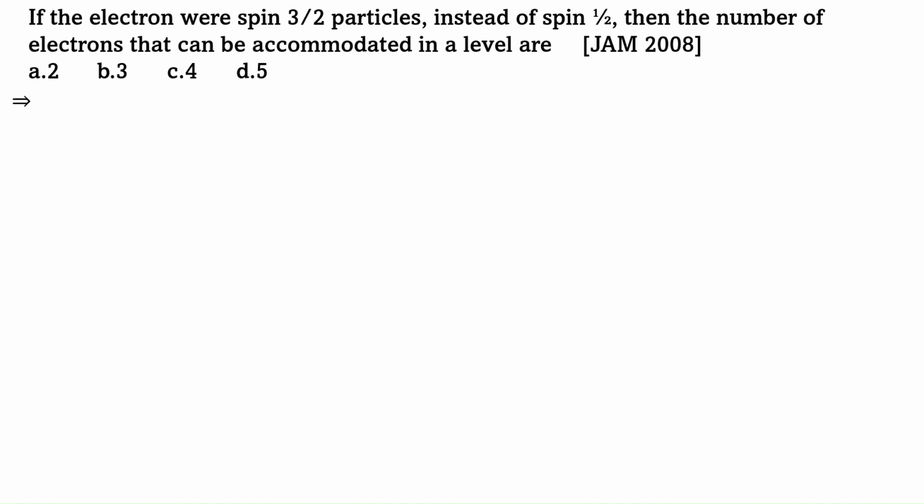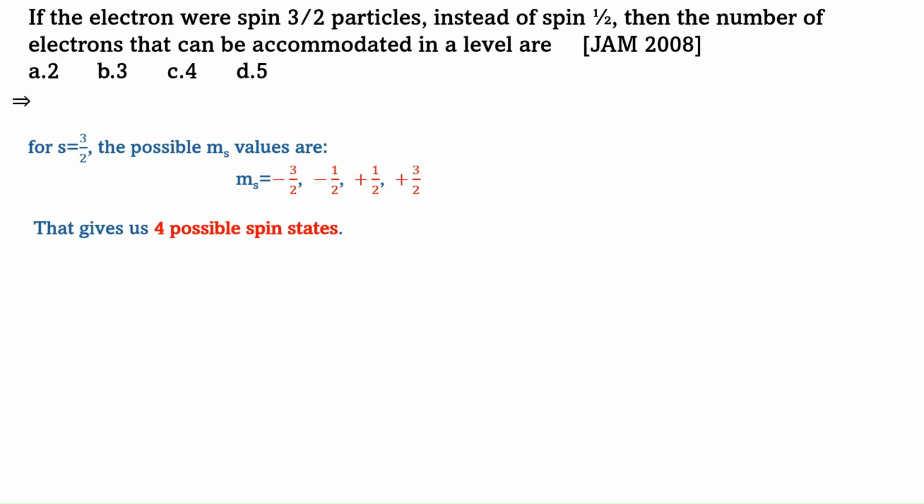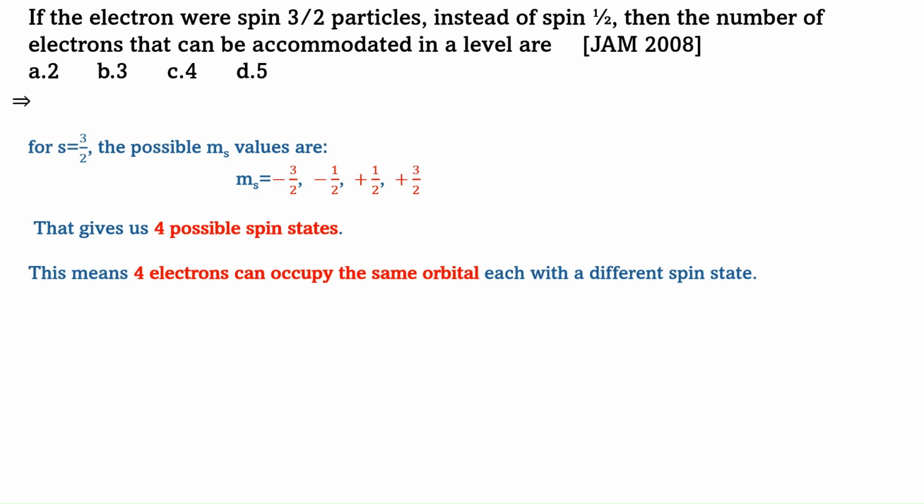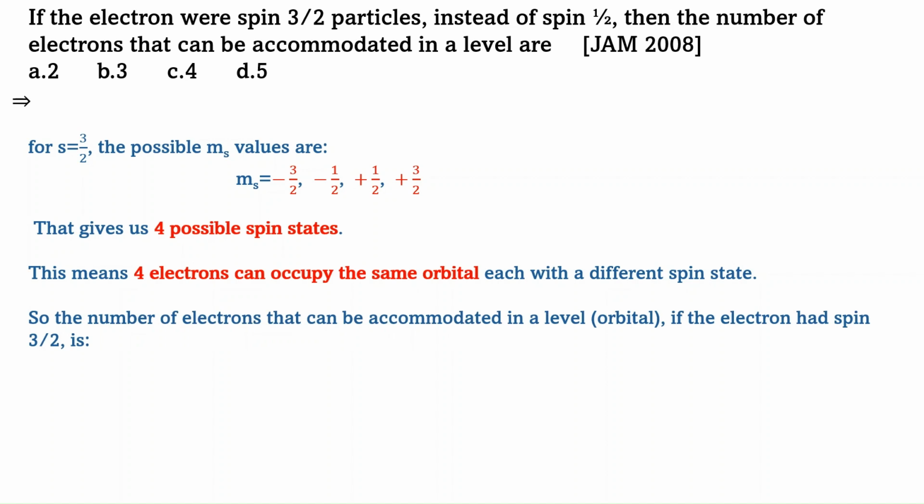Suppose the electron had spin 3 by 2. Then what are the possible values of ms? Well, for any particle of spin s, the possible values of ms go from minus s to plus s in steps of 1. So for s equal to 3 by 2, the possible ms values are minus 3 by 2, minus half, plus half and plus 3 by 2. That gives us 4 possible spins. This means 4 electrons can occupy the same orbital with different spin states. So the number of electrons that can be accommodated in a level or orbital if the electron had spin 3 by 2 is 4. So the correct option is option C, that is our answer is 4.